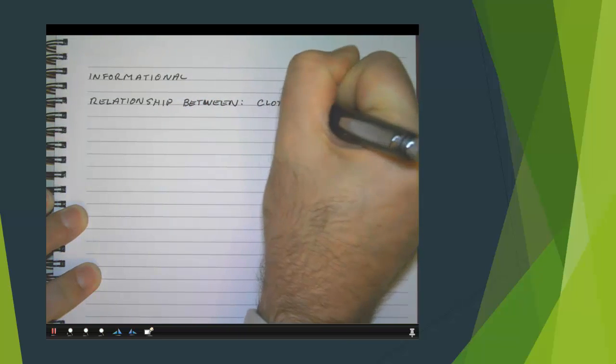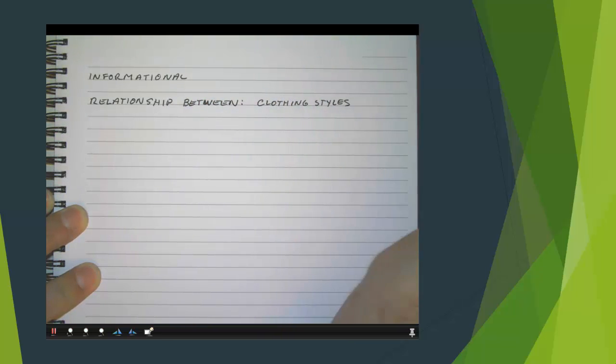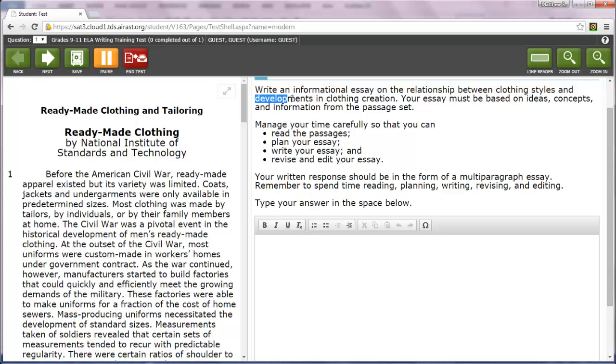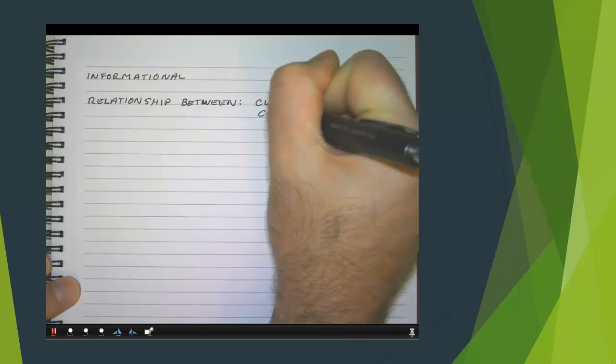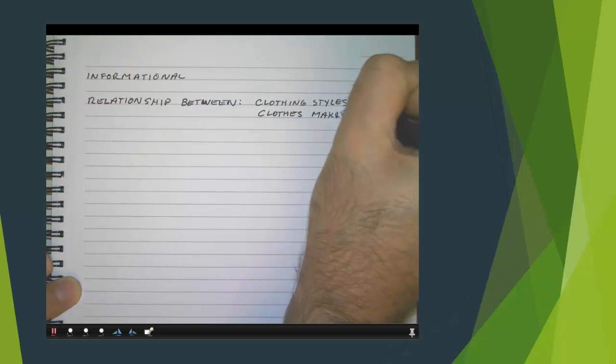Clothing styles makes perfect sense to me, so I'll just write that down the way they said it. But developments in clothing creation, what do they mean by that? When I look at this word developments, I know that when it's used this way, it usually refers to advancements or changes over time, kind of like developments in technology. I wonder if they're using the word creation to mean production or how clothes are made. That makes a lot more sense to me, so I'll write it that way.